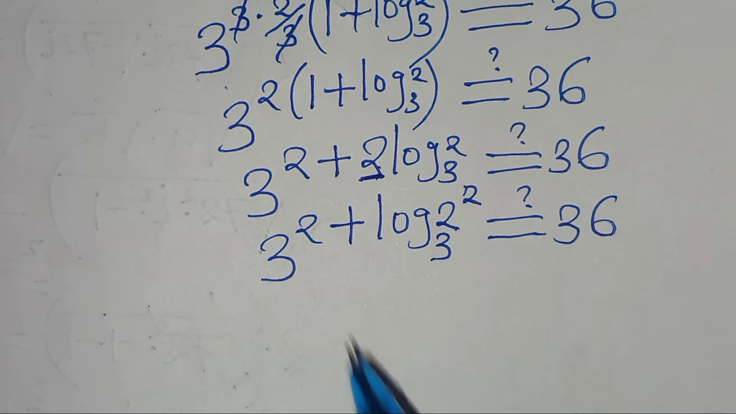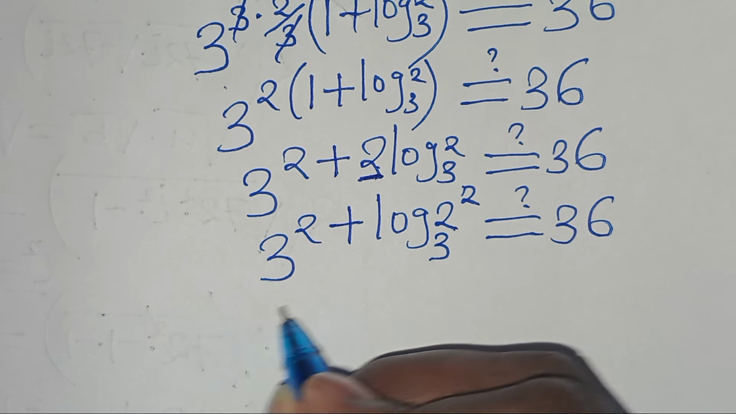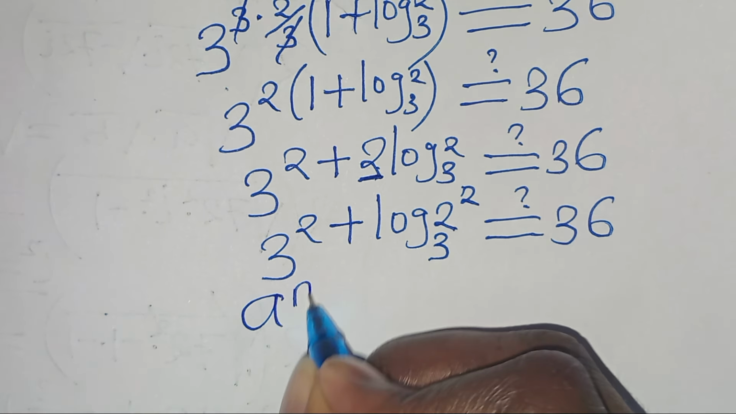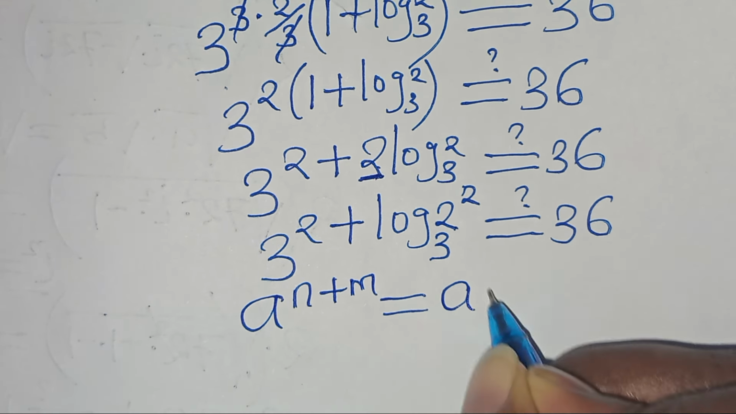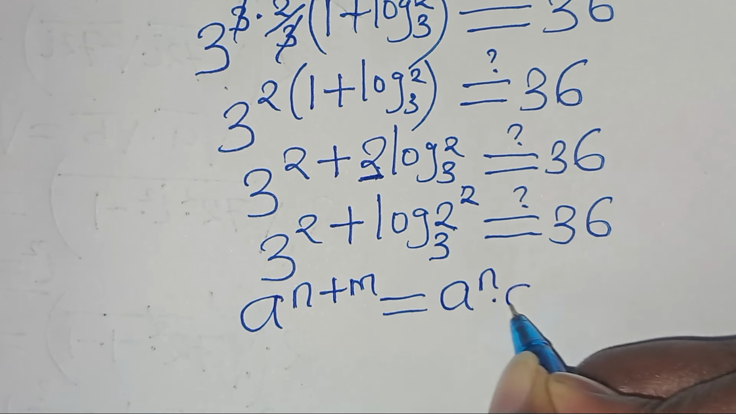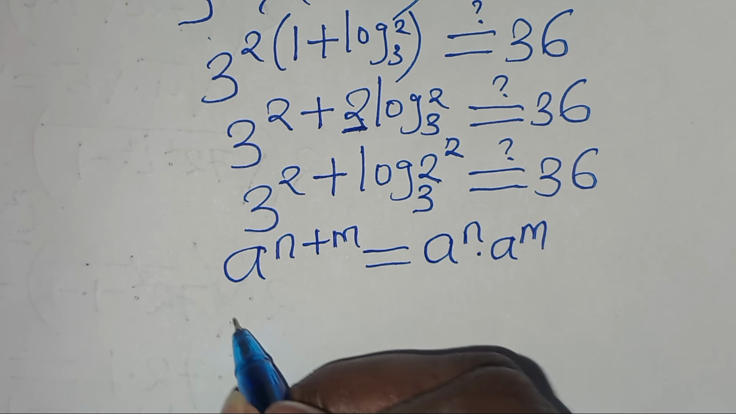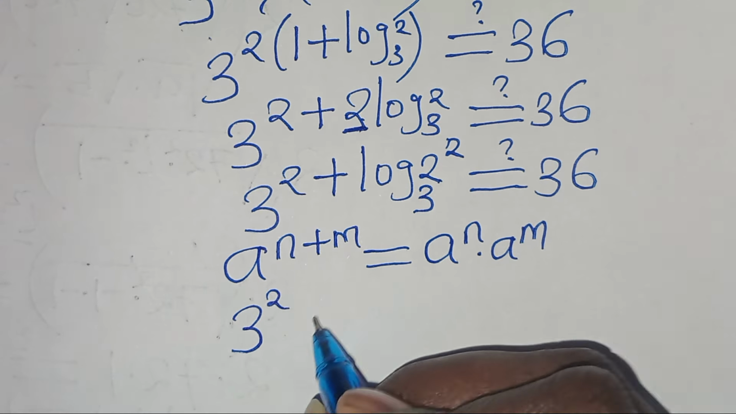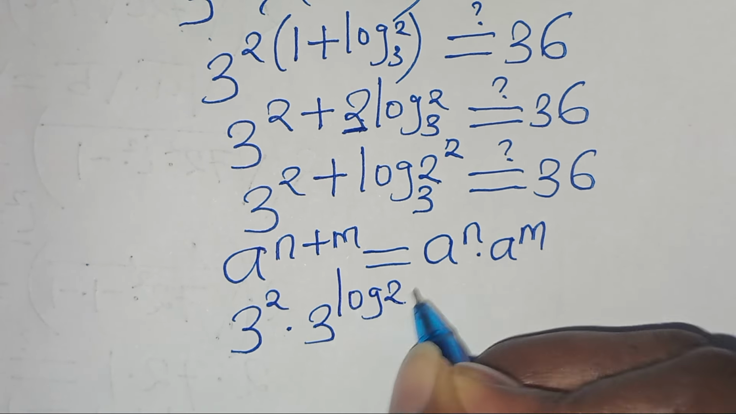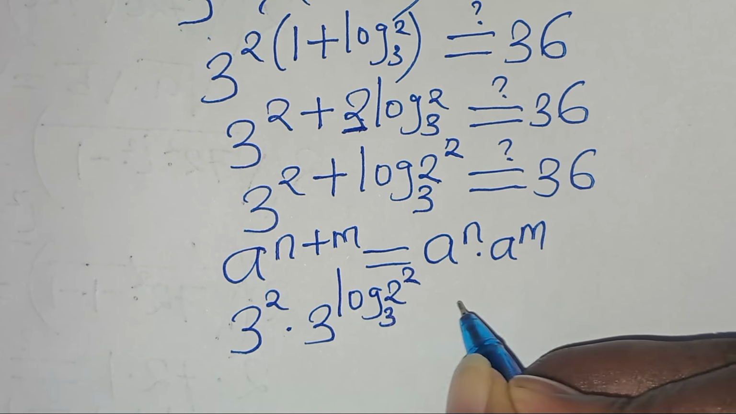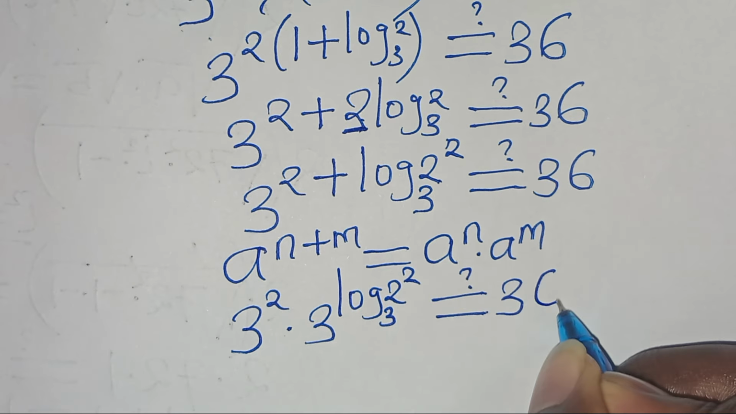The next step is that 3 to the power of 2 plus log 2 to the power of 2 to base 3. This is in the form of a to the power of n plus m, which we can express as a to the power of n multiplied by a to the power of m. Now, here we have 3 to the power of 2 multiplied by 3 to the power of log 2 to the power of 2 to base 3. This is supposed to give us a value of 36.